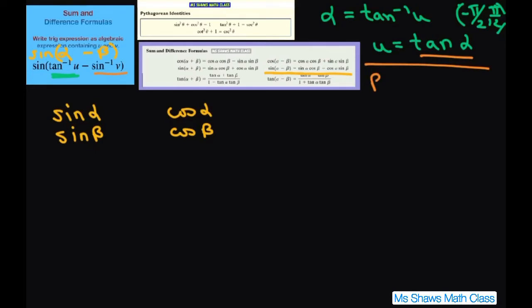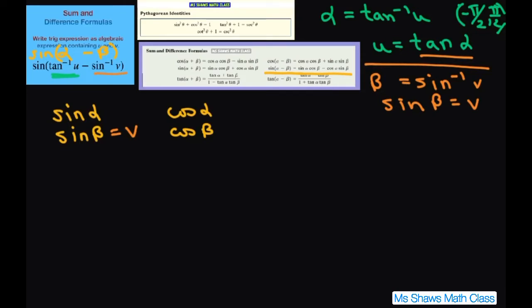Our beta is going to equal inverse sine of v. So sine of beta equals v. So we have this one. And that's restricted on negative pi over 2 and pi over 2. So now we have to find everything else.